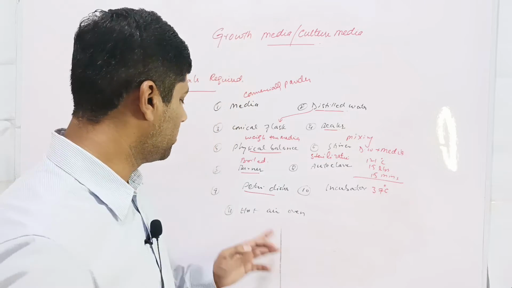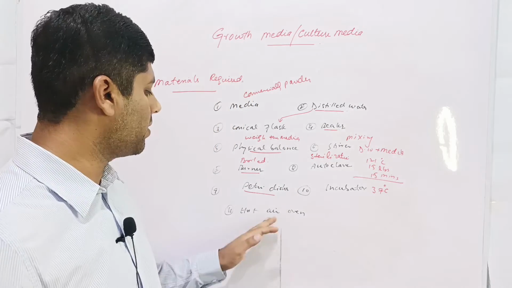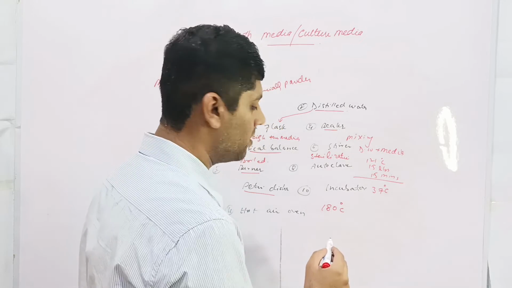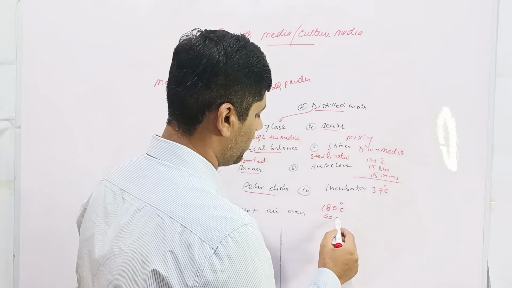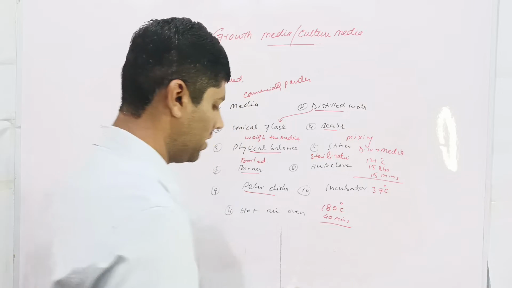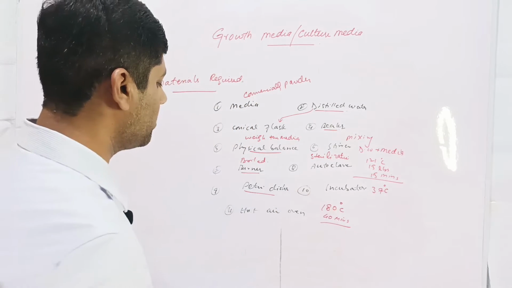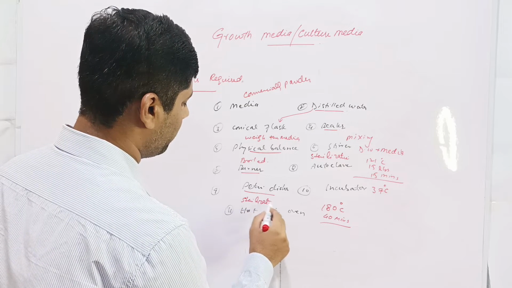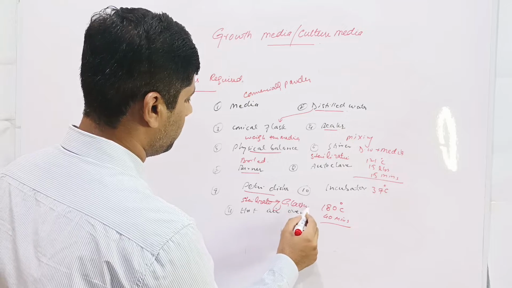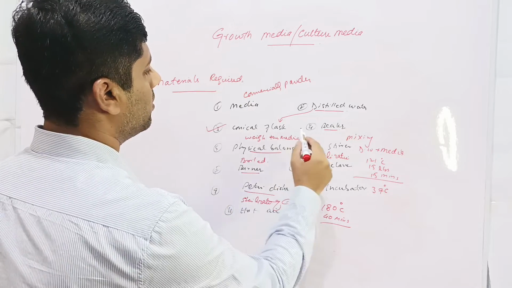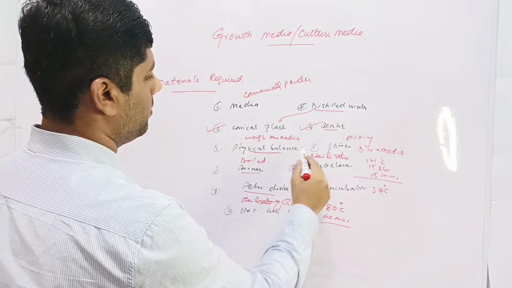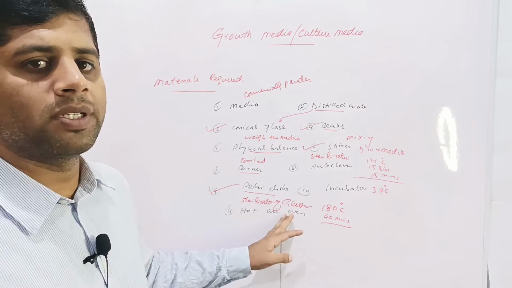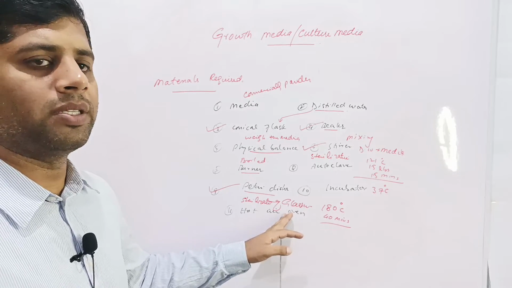The last thing is the hot air oven. Hot air oven has a temperature of 180 degrees centigrade and we sterilize the glassware for 40 minutes. So 40 minutes are required for the glassware. For preparation of media, you need pre-sterilized glassware. So it is required for sterilization of glassware. For example, the conical flask, the beaker, and the stirrer, the petri dishes. These are the four components of the media preparation which need pre-sterilization in the hot air oven.